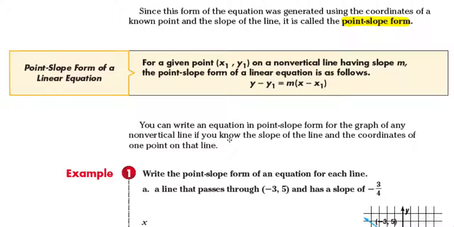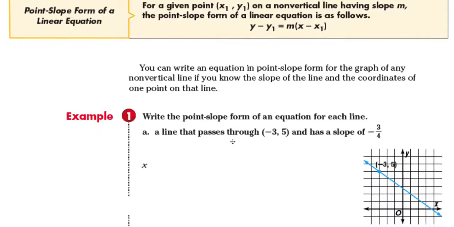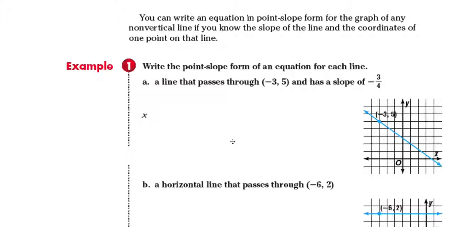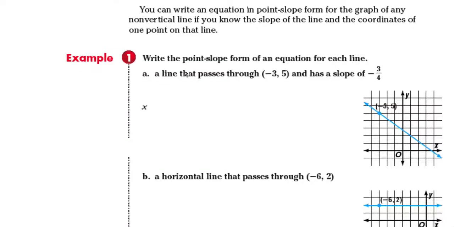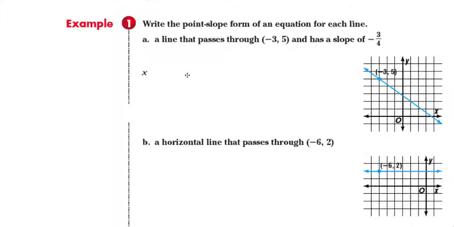So you can write an equation in point slope form for a graph of any non-vertical line if you know the slope of the line and the coordinates of a point on that line. Let's see how this is applied in example 1. Write the point slope form of an equation for each line. A line that passes through (negative 5, 3) and has a slope of negative 3/4.